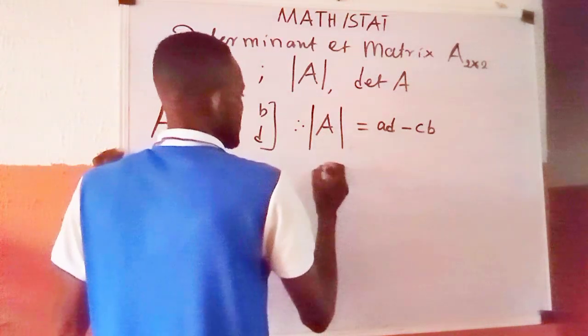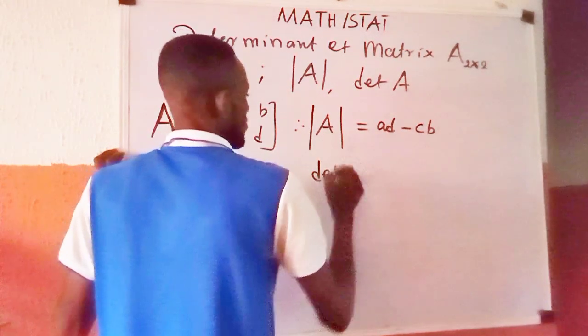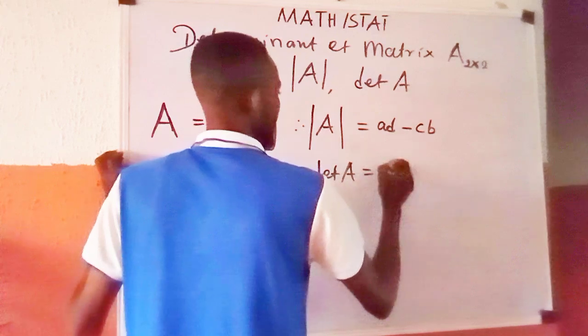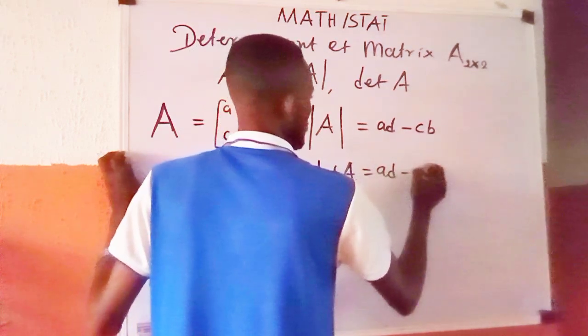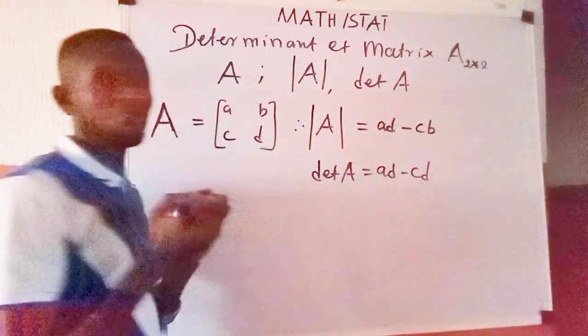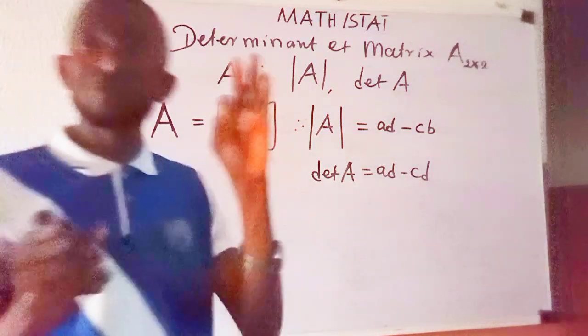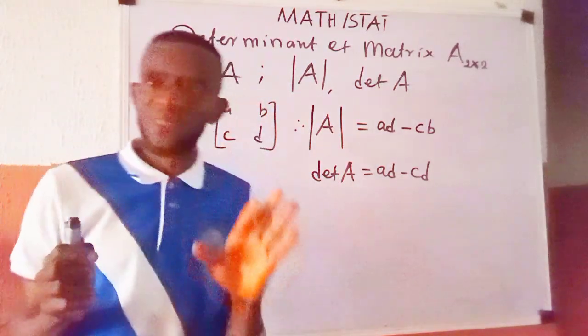Therefore, you can equally see where someone will write that the determinant of A is given as AD minus CB. Don't you see that finding the determinant of a 2 by 2 matrix is very simple?